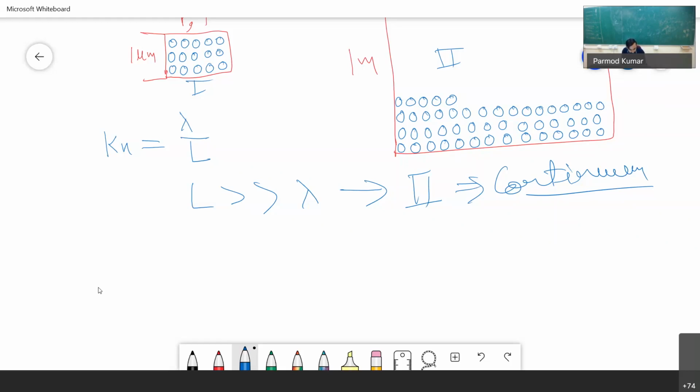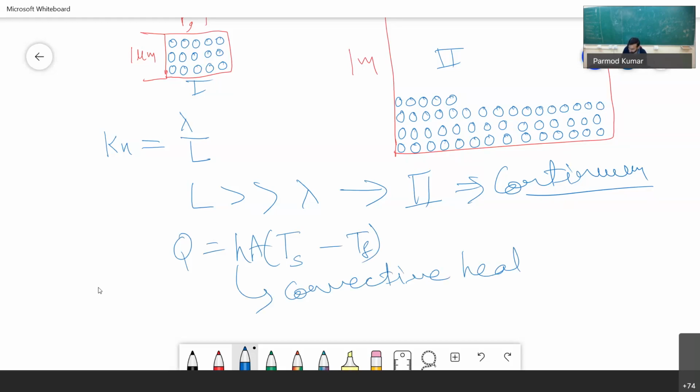Okay. Then the next question is about the formula Q equal to hA(T1 minus T2) in convection heat transfer. What is the value of h? In the formula of convective heat transfer, Q equal to h into A into (Ts minus Tf), this h is known as the convective heat transfer coefficient. It is not part of this course. It is part of the next course, which is particularly called heat transfer.